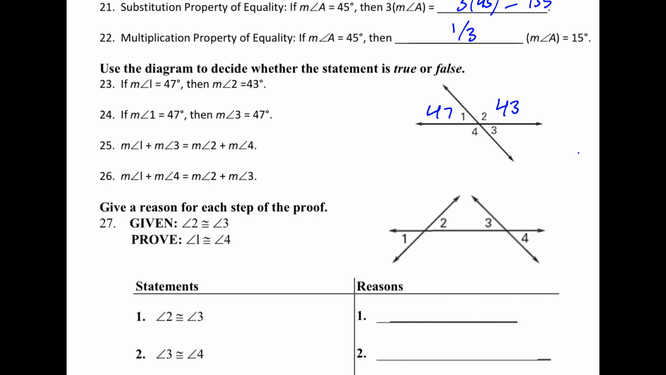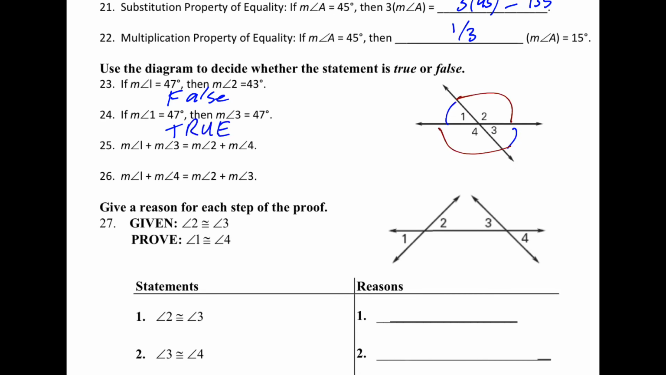So for 23, the angles 1 and 2 add together to form a straight angle, so they should add up to 180 degrees. And we can see that 47 plus 43 adds up to 90, but not up to 180. So this one is false. In number 24, they're telling us that angle 1 is 47 degrees and angle 3 is 47 degrees. These are vertical angles because there's two lines that cross, and we're looking at the opposites. So this one is true.